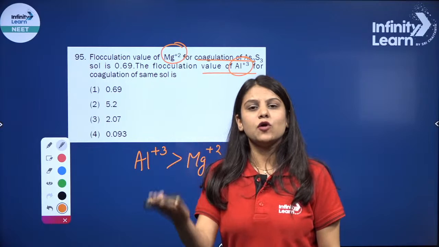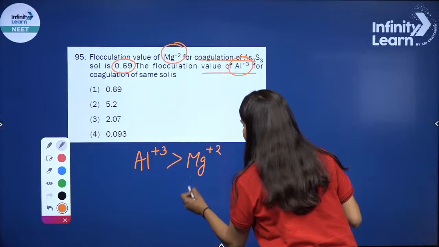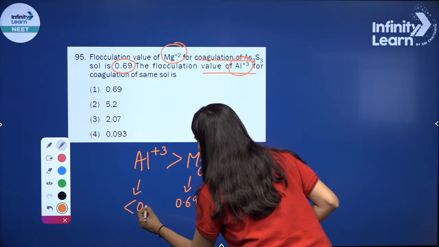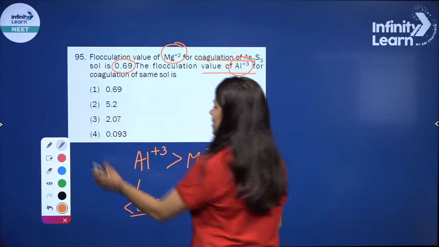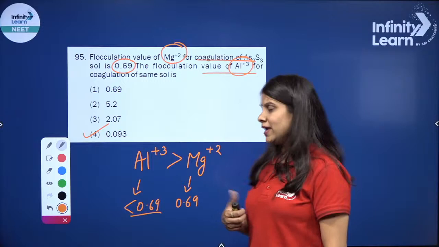And we know that the coagulation power is inversely proportional to the flocculation value. So, if the value for magnesium is 0.69, then the value for this one will be less than 0.69. Why? Because it has more coagulation power. Coagulation power is inversely proportional to this value. So, which value do I have that is less than this? I have only one option, 0.093, which is the correct answer. Okay? Some of you have given the correct answers. Well done, guys. Keep doing this, okay?